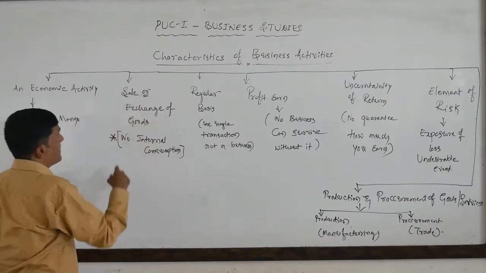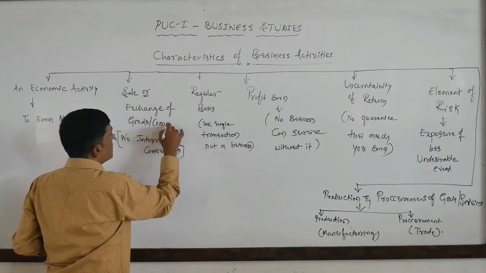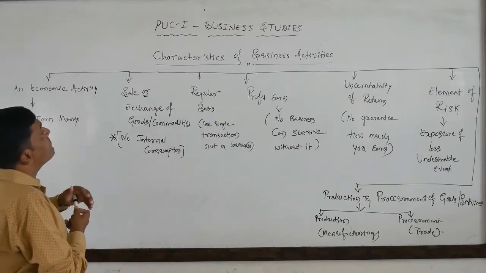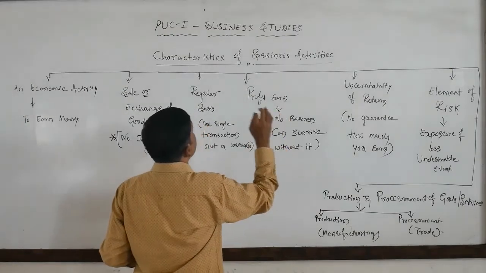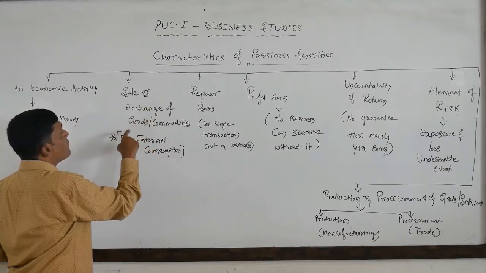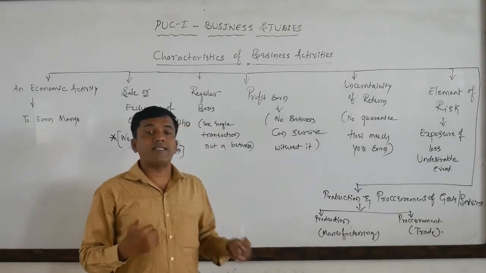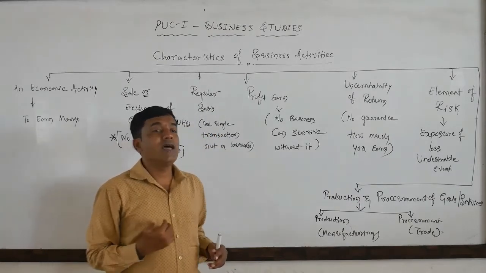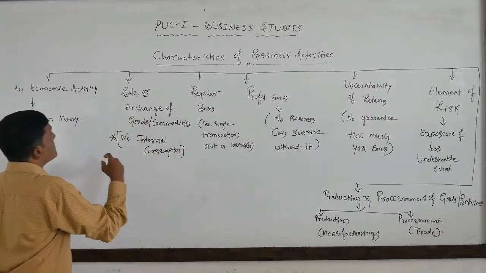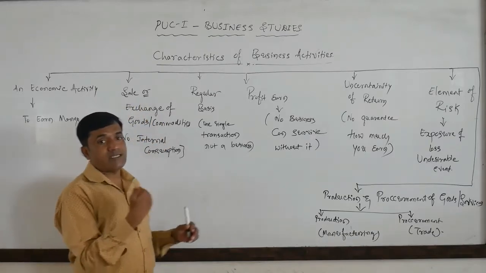Now the second characteristic is sale or exchange of goods or commodities. Whenever we say an activity is a business activity, there must be sale or exchange of goods or commodities. If you call a transaction, a rough book entry, a business activity, there must be sale or exchange of goods or commodities between the parties.